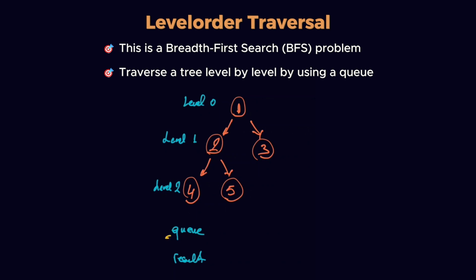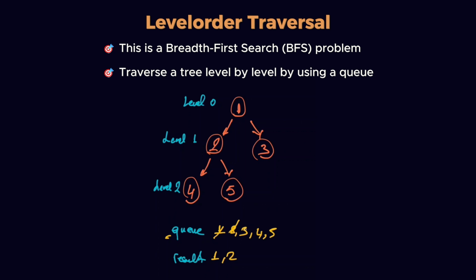Because the queue processes nodes in the exact order they appear, first in, first out. We enqueue the root node first. We remove node 1 from the queue and visit it. Then we enqueue its children 2 and 3. Now we process node 2, visit it, and enqueue its children 4 and 5.